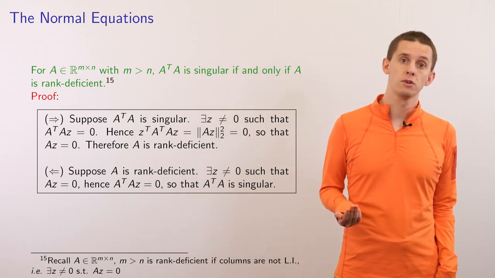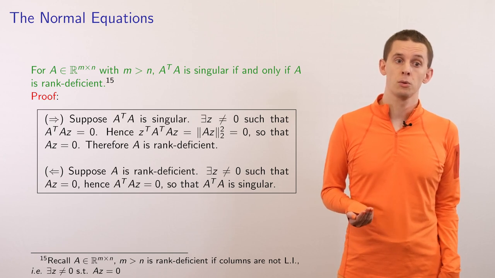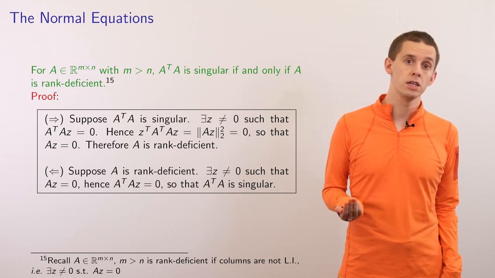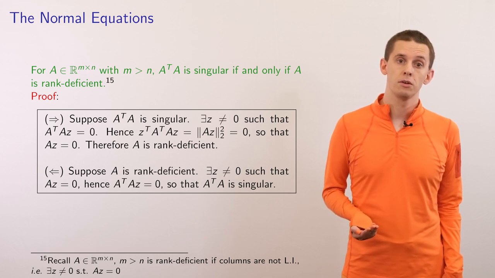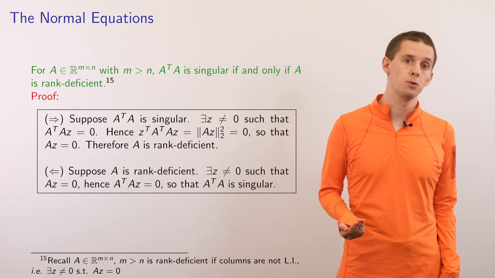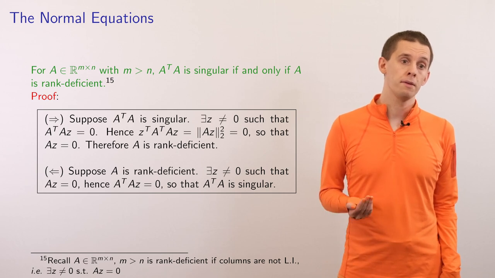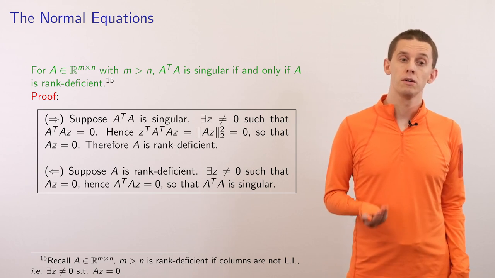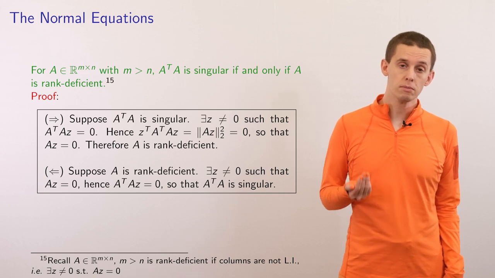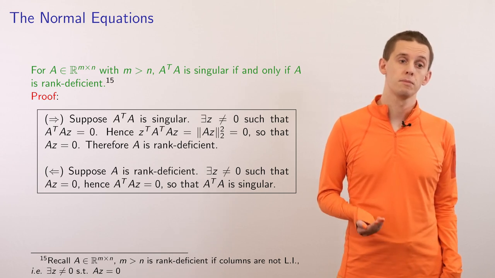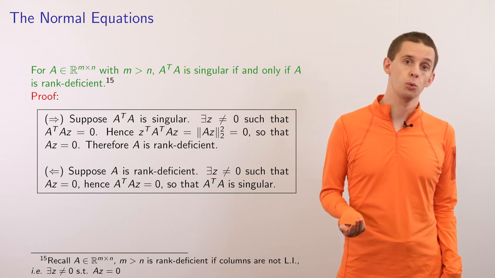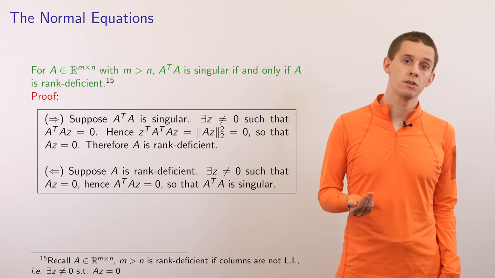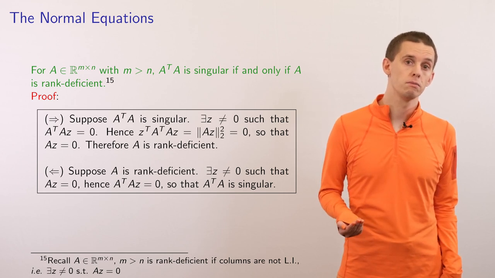Let's first suppose that A transpose A is singular. That tells us that there's a non-zero vector z such that A transpose A z equals 0. We could pre-multiply this by z transpose to get that z transpose A transpose A z is equal to 0. And that therefore tells us that the Euclidean norm of Az is equal to 0. We could therefore conclude that Az equals 0, and that tells us then that A is rank deficient.